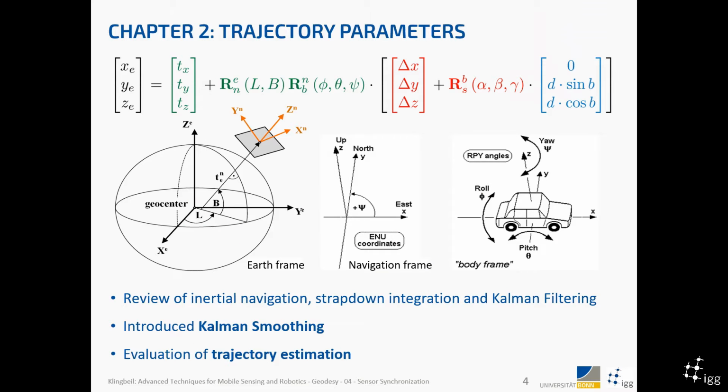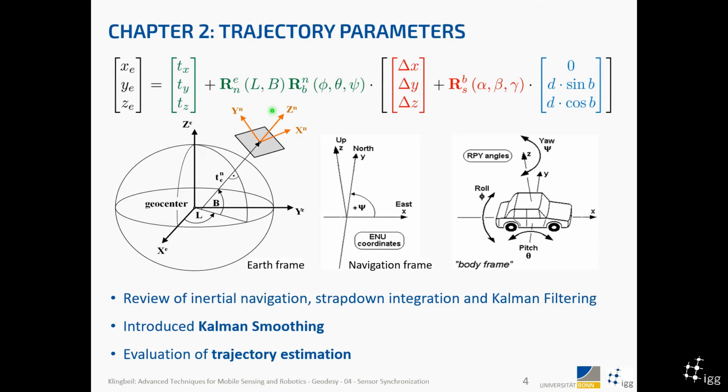In the second lecture I repeated how these trajectory parameters here are generated. So this was more or less a repetition of what has been done the first semester, but also some add-ons like smoothing. So how can we generate roll, pitch, yaw, and the 3 coordinates of the mobile sensor system that is moving through the environment.